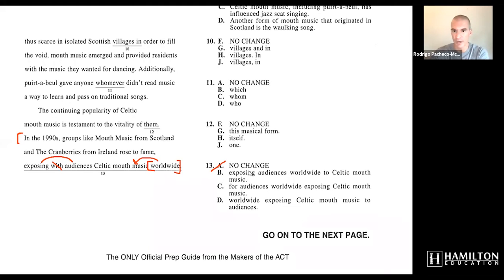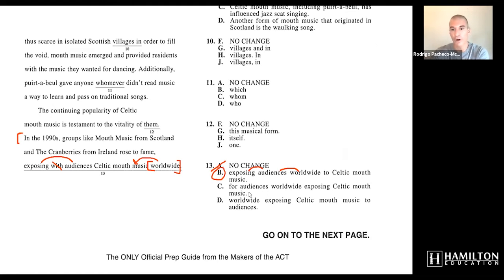B, exposing audiences, that makes sense. And then it's audiences worldwide. Our modifiers are correctly placed there to Celtic Mouth Music. This all makes sense, and this is why B is our correct answer.